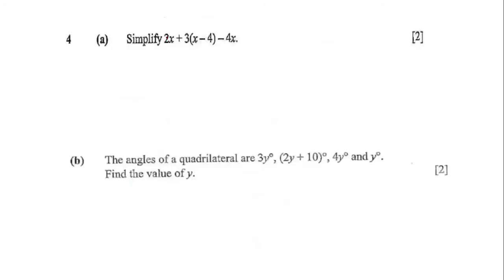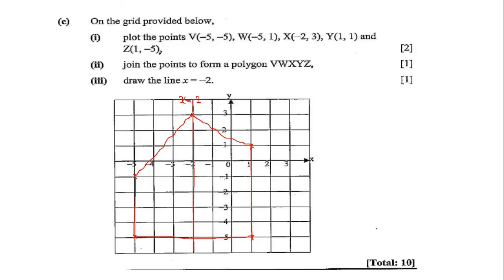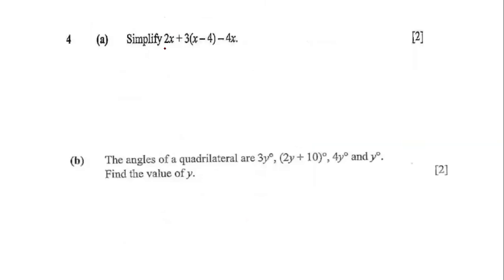So we are saying simplify. Now here, before we continue, just make sure you label. So this one was your v, then this is w, this is your x, this is your y, and this is your z. So this is the v, w, x, y, z. All right. So here we are saying simplify.